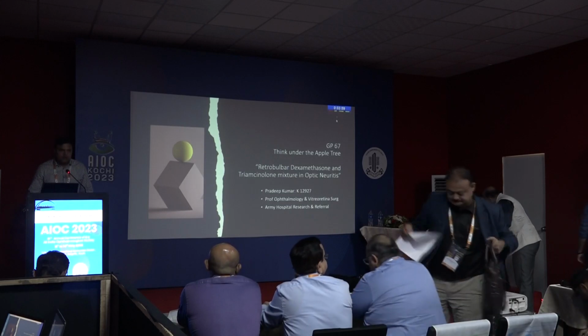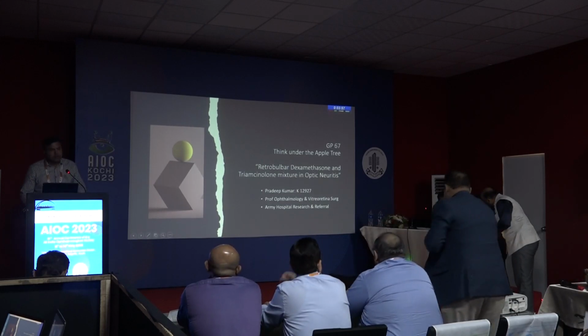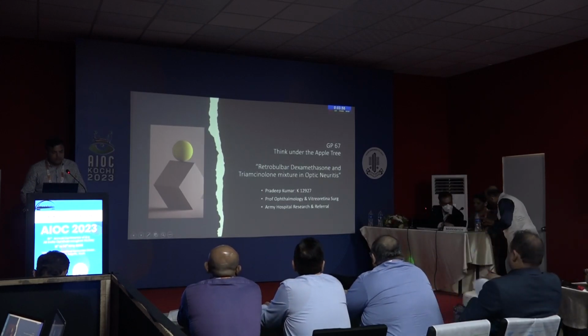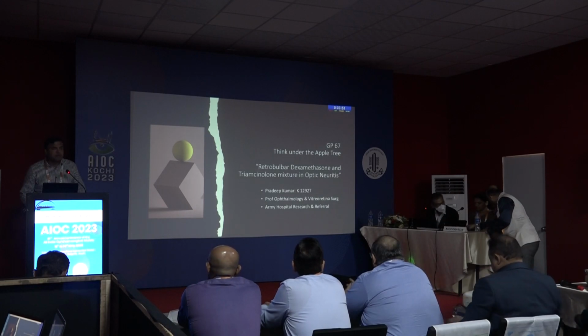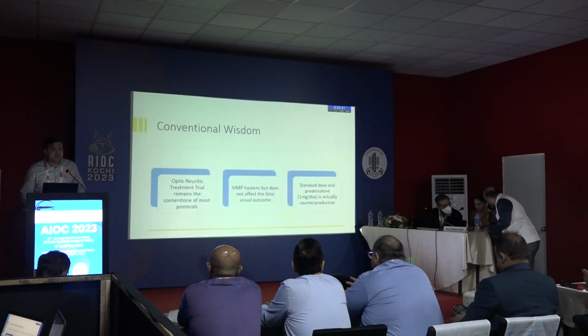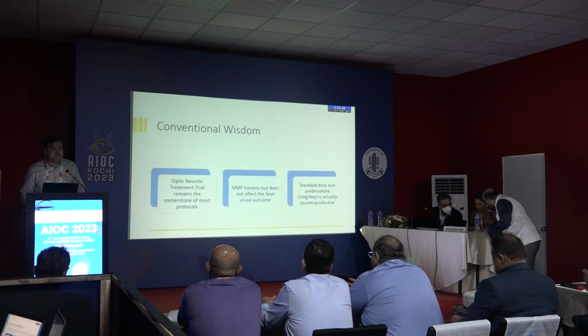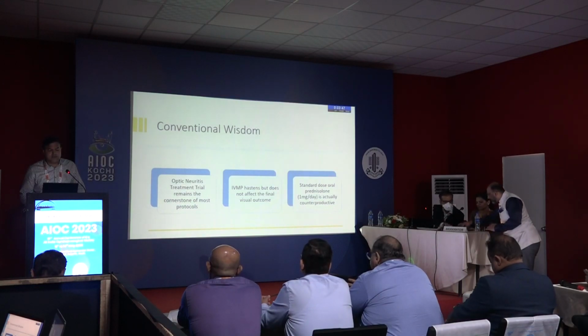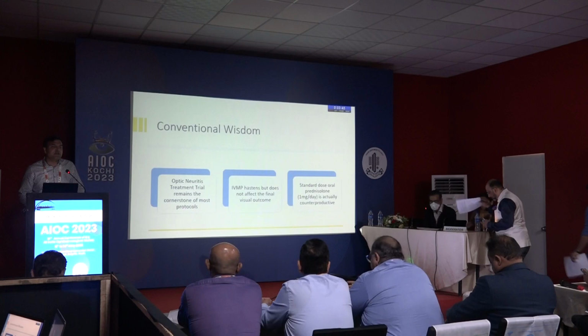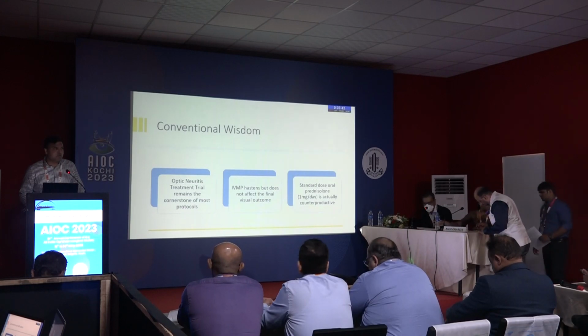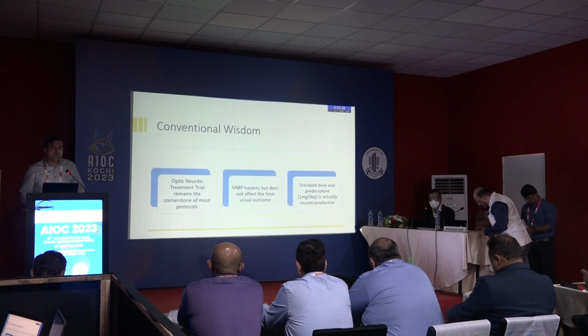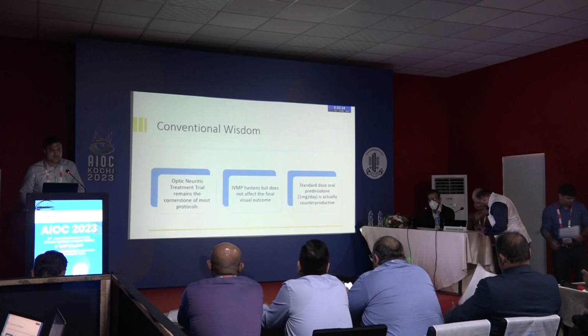A very good morning to everyone. I'll be talking about injecting a mixture of dexamethasone and triamcinolone in the retrobulbar space in cases of optic neuritis. Most of our conventional wisdom comes from the optic neuritis treatment trial, which says that if we give IVMP, it hastens the visual recovery but does not affect the final visual outcome. And giving oral steroids at the routine dosage may actually be more harmful to the final visual outcome.